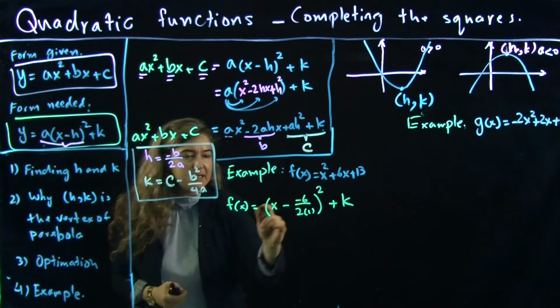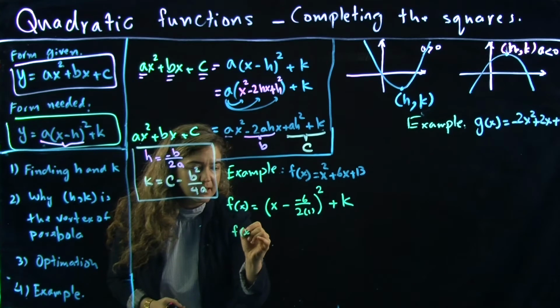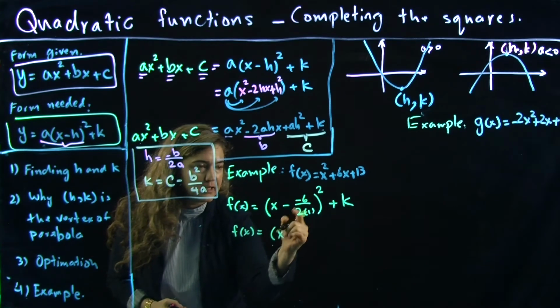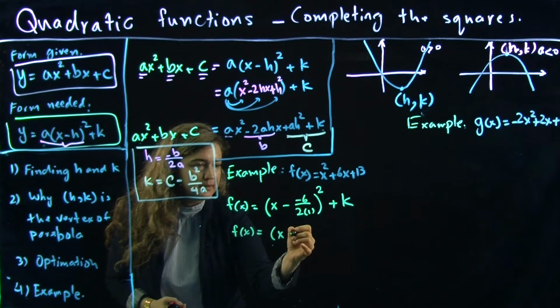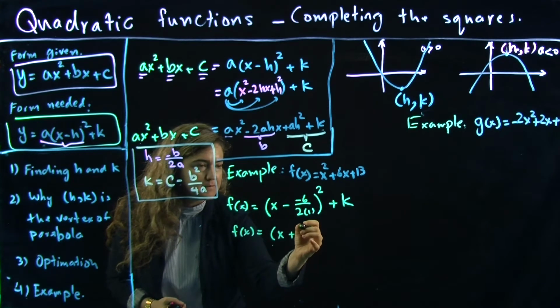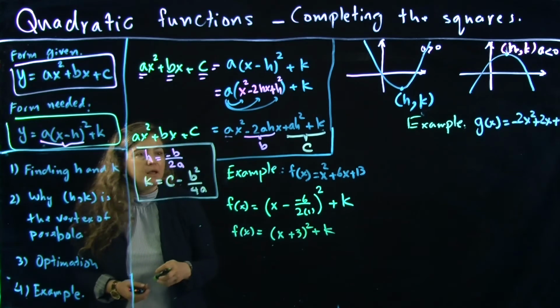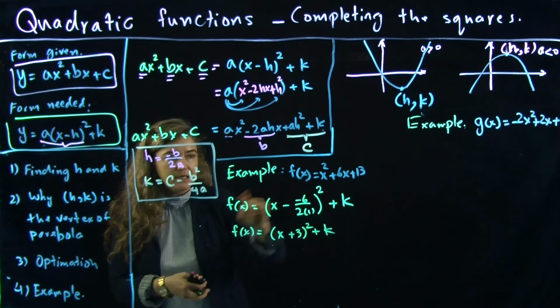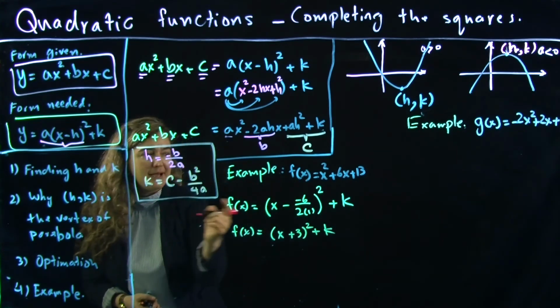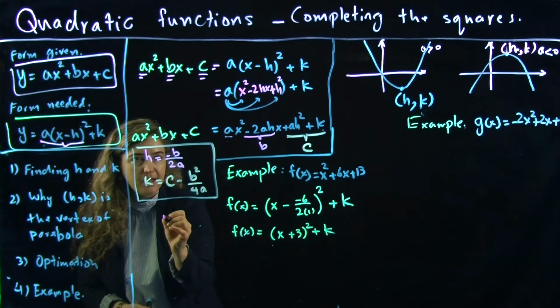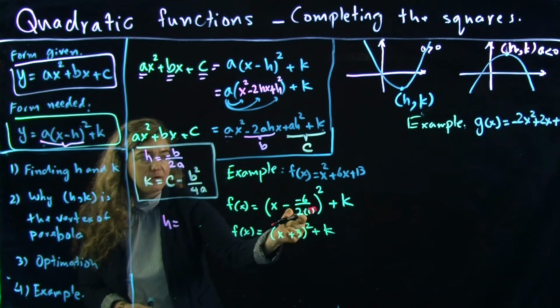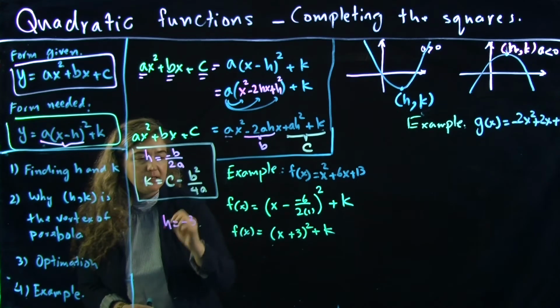Now, let's clean it up a little bit. f of x is equal to x minus, it becomes plus, and 6 divided by 2 is 3, to the power 2 plus k. Let's write down, we found that h was negative b over 2a, which was negative 3.